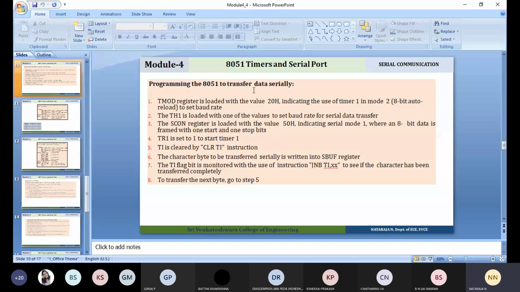In the second step, we load TH1 with one of the values, any number you can take.